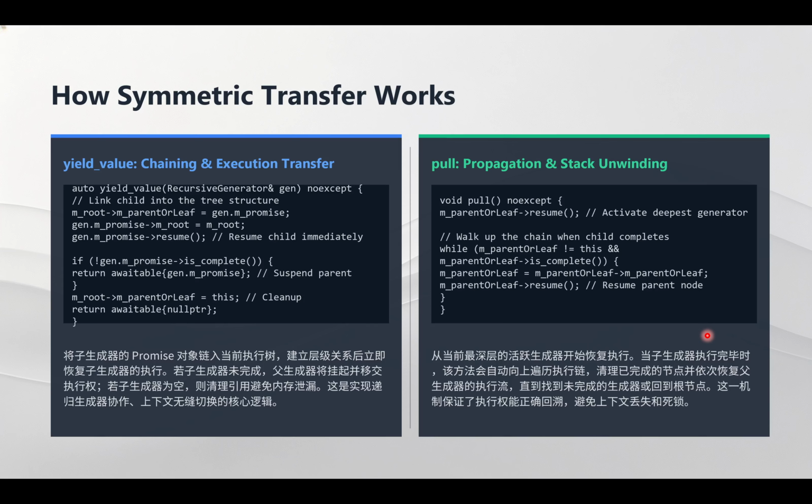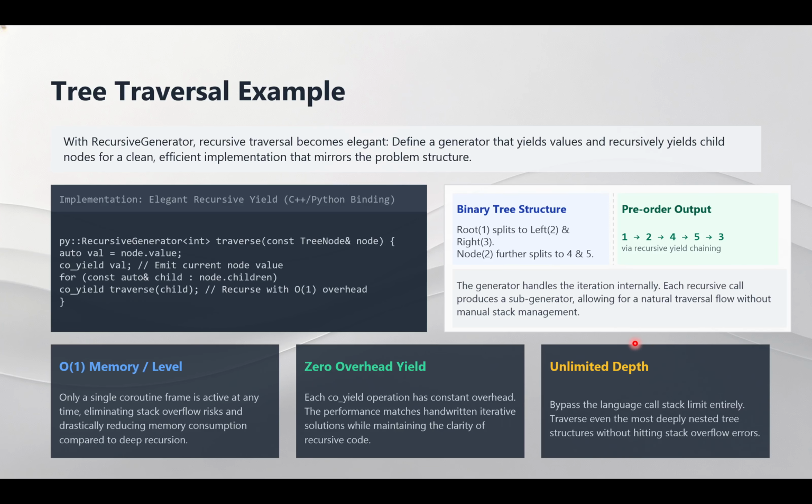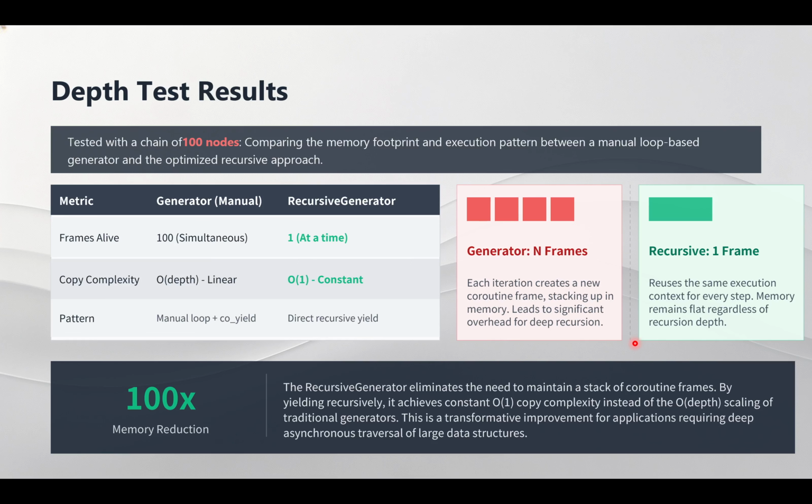Exactly. The promises are chained together into a flat linked list, and the root's pull method simply walks that chain upward as generators complete. Wow. Only the leaf node, the specific branch that's currently doing the actual work, consumes active processing focus. That is so clean. And the empirical results from the presentation's depth tests really illustrate the magnitude of this optimization. They ran a test on a recursive chain of 100 nodes. Let me guess. The standard generator failed miserably. Well, a standard manual loop generator behaved exactly as expected. It kept 100 frames alive simultaneously, suffering from massive O(depth) memory copying overhead.